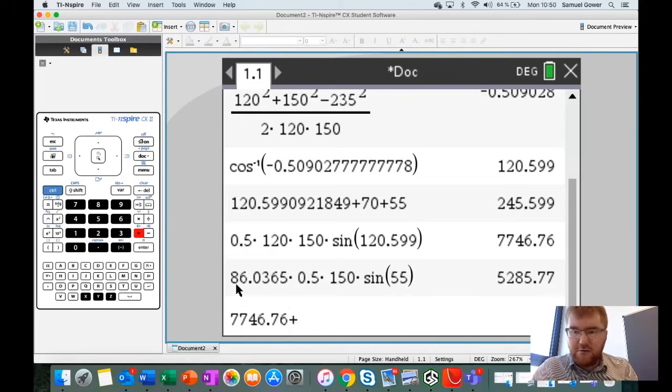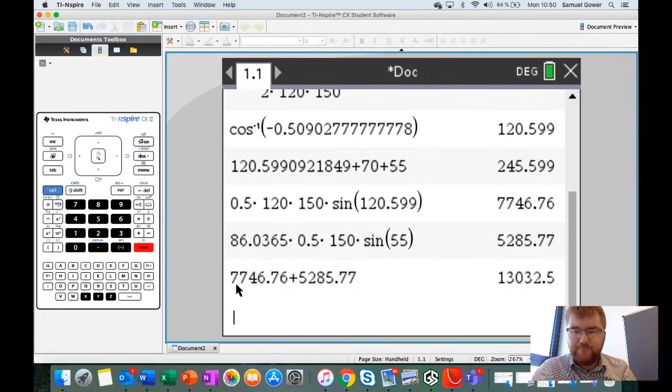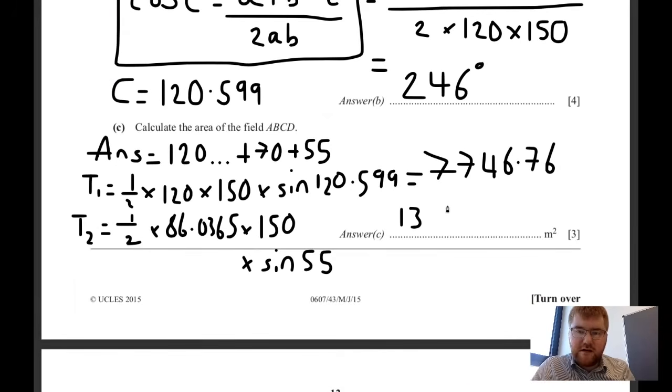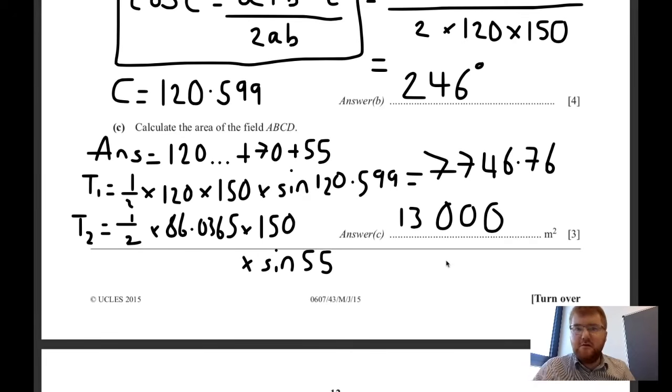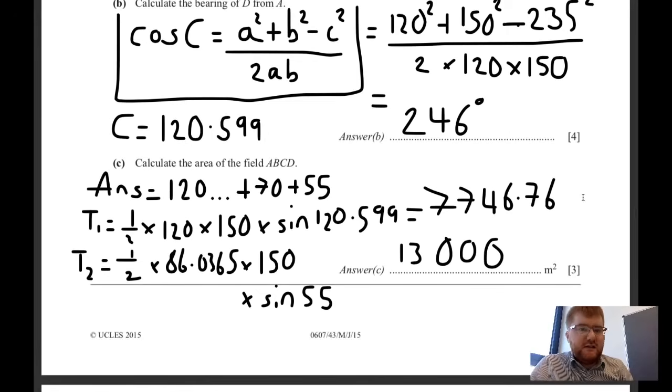Okay, and just to make the video a little bit shorter, we just add together 7746.76, we add on 5285.77, and we get, I'll do this to 3SF as always, 13,000. So I'll write that in, 13,000 meters squared. Remember we're doing it to 3SF, and then the 3 doesn't round the 0 up at all. So answer. Obviously it takes a bit longer on the video, working between the GDC and the document, but you can see the clear method that I used in order to work it out.